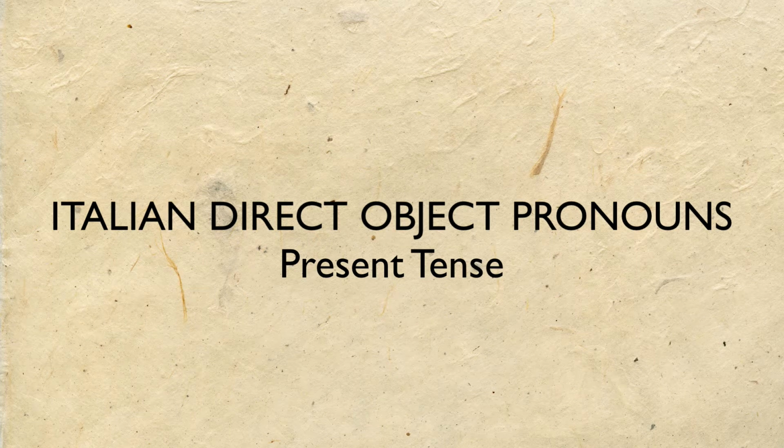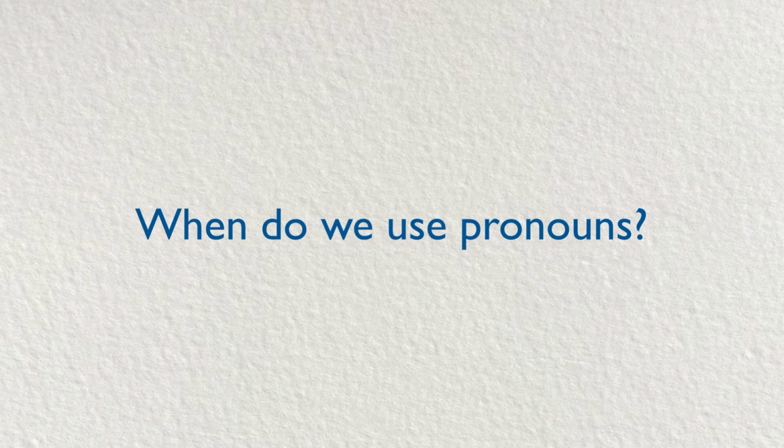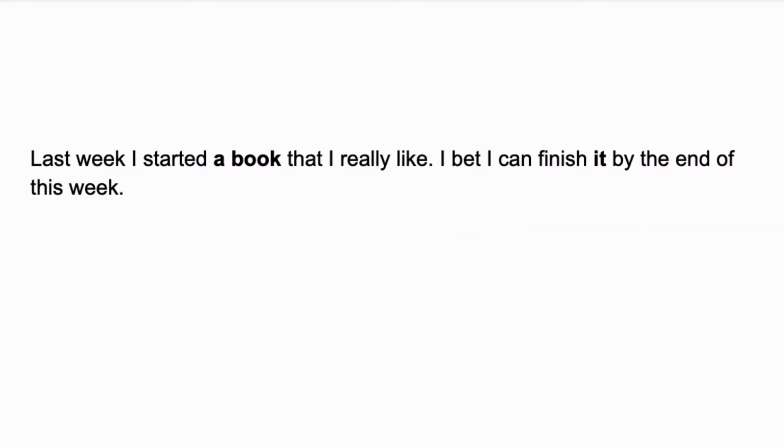What are direct object pronouns and how do we use them in Italian? In general, pronouns are usually used when we don't want to repeat over and over something previously mentioned. For example, last week I started a book that I really like. I bet I can finish it by the end of this week. I used it in the second sentence instead of repeating book. It is the direct object pronoun and it is referring to book.